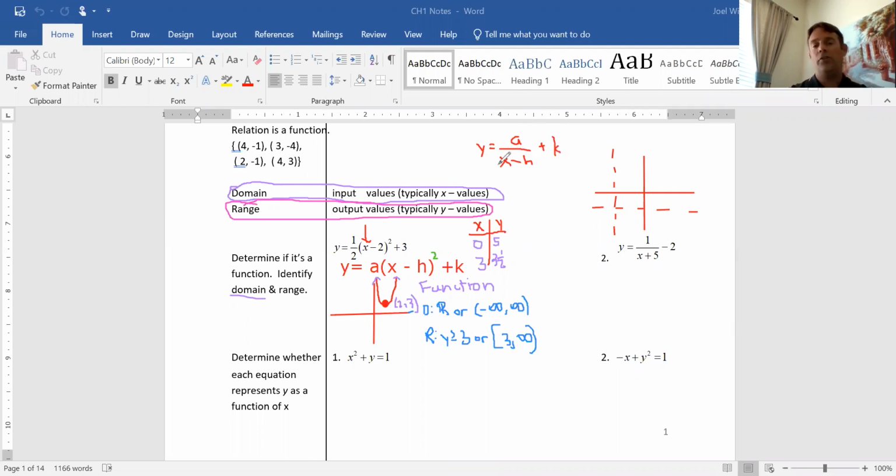All right. So the h value, that's our vertical asymptote. So if it's x plus 5, that means my vertical asymptote is at x equals -5. My k value, that's the horizontal asymptote. So if k is -2, that means my horizontal asymptote is -2.